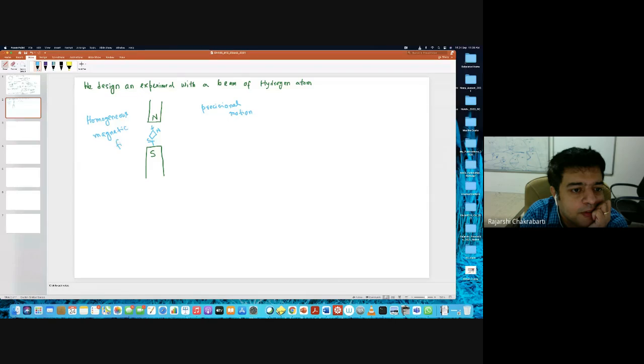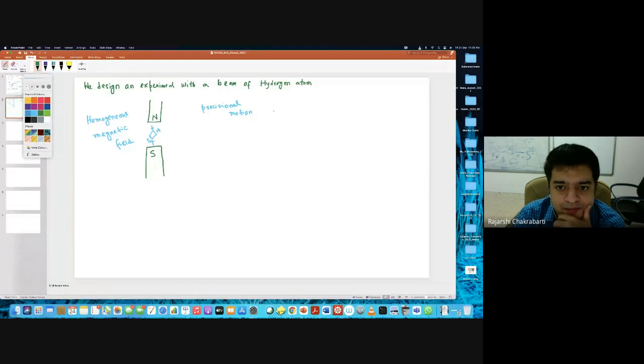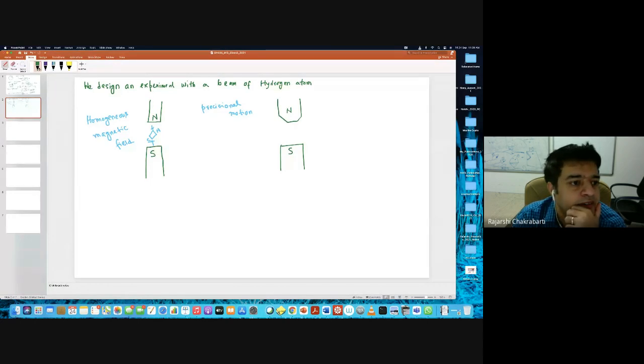Now I design another experiment where I make the magnetic field inhomogeneous. Okay, I have a magnet like this. This is just my drawing. Now, what is going to happen to this tiny magnet? Any suggestion?